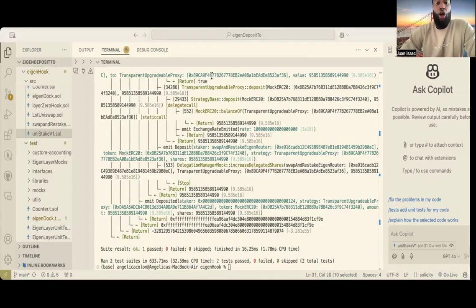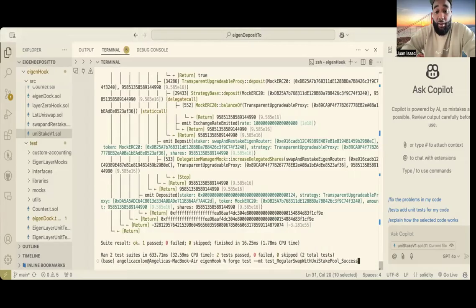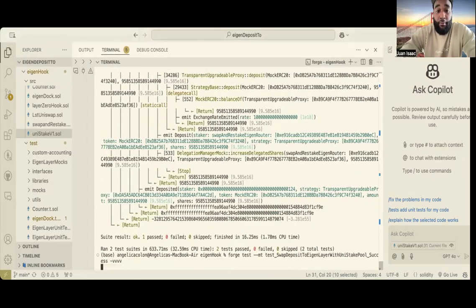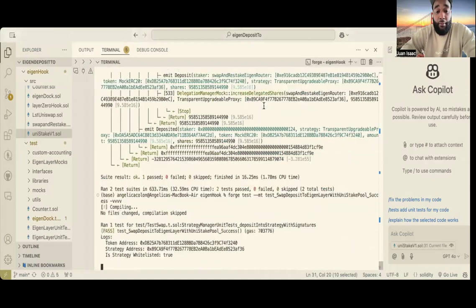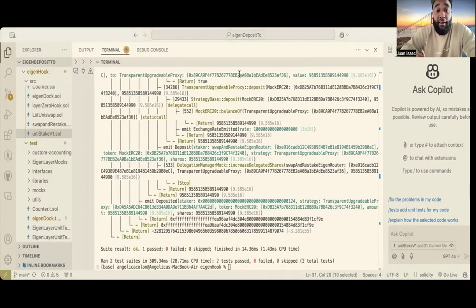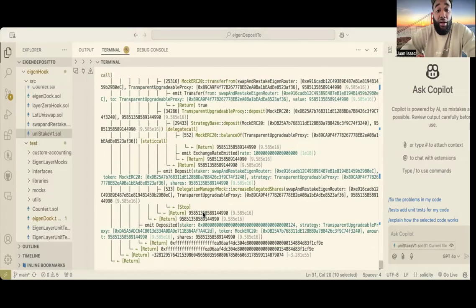Finally, our user can swap ETH for LST and stake across chain after swap. Let's run this test and see it in action. So for our last unit test, you can notice how the swap executes and CCIP handles the bridge. Then the token arrives on the destination chain.